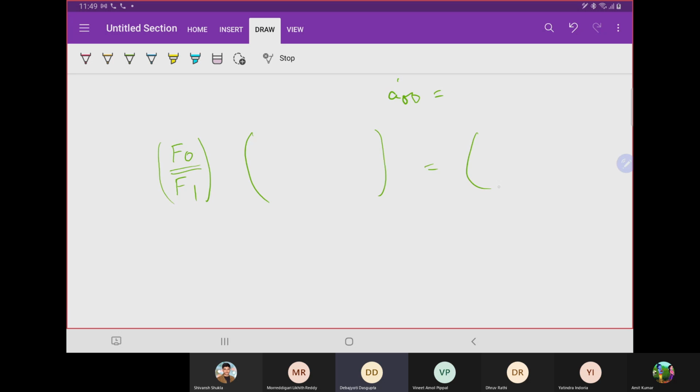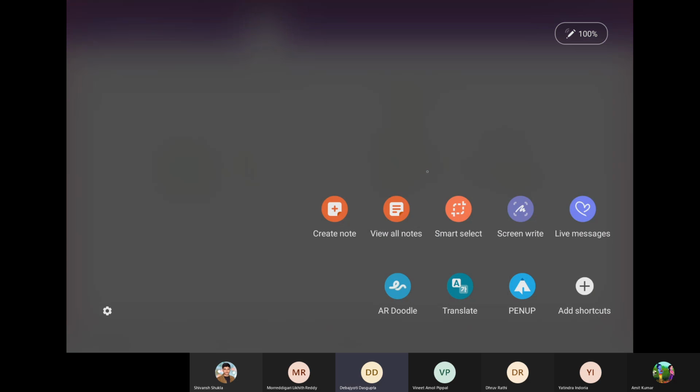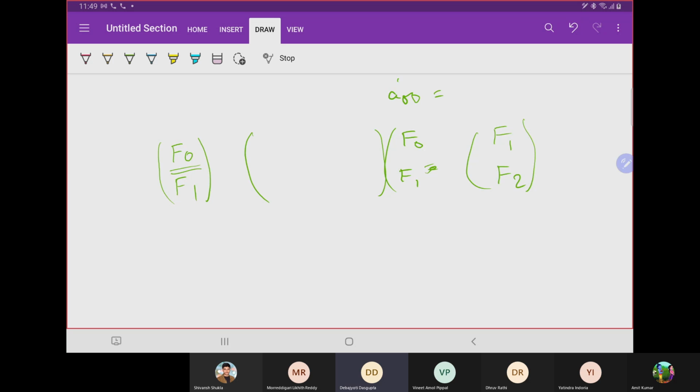I want that after my transformation, I get the next two terms, that is F1 and F2, right? So my transformation, this is a 2 cross 1 matrix. This will actually come here. Let's do F1. 2 cross 1 matrix, and I am getting a 2 cross 1 matrix.